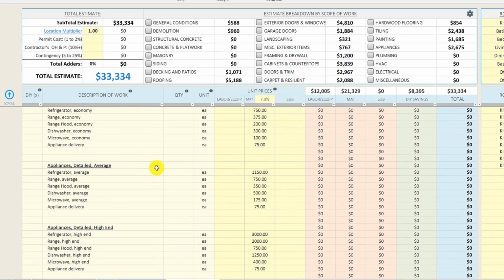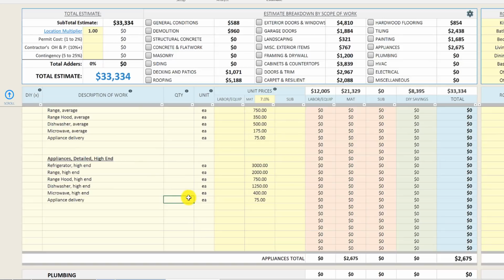And then another thing to consider is delivery. Some places charge a delivery fee. I think Lowe's and Home Depot provide that for free, but if not, you may want to plug that in here.